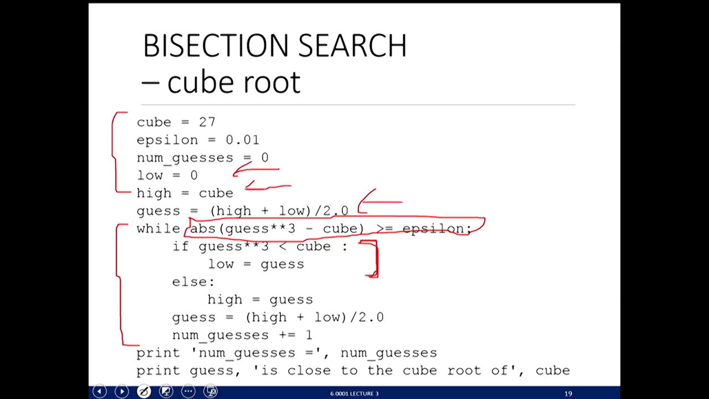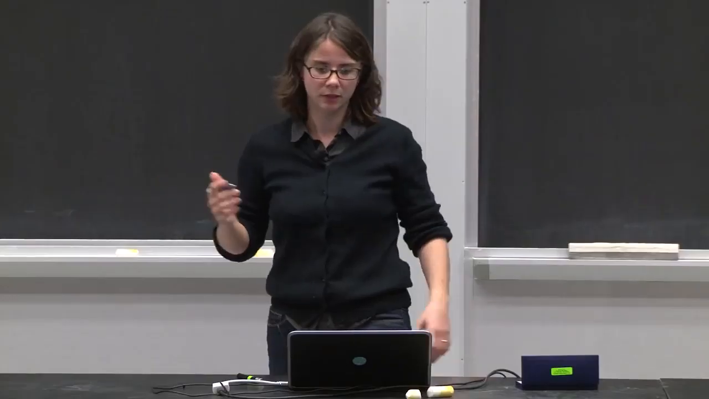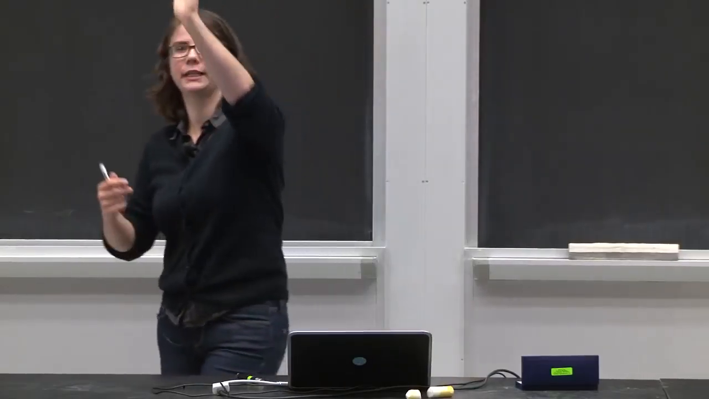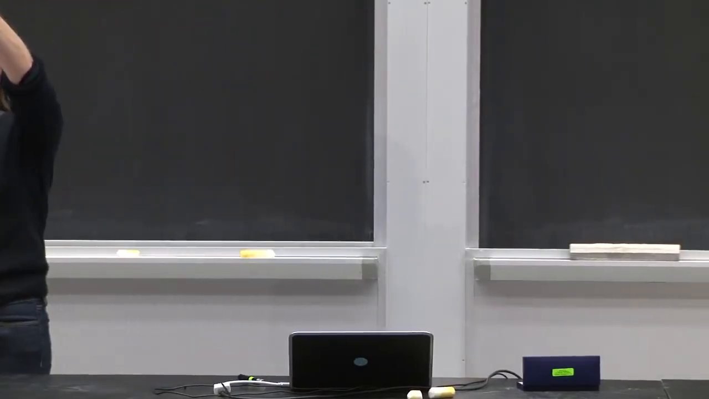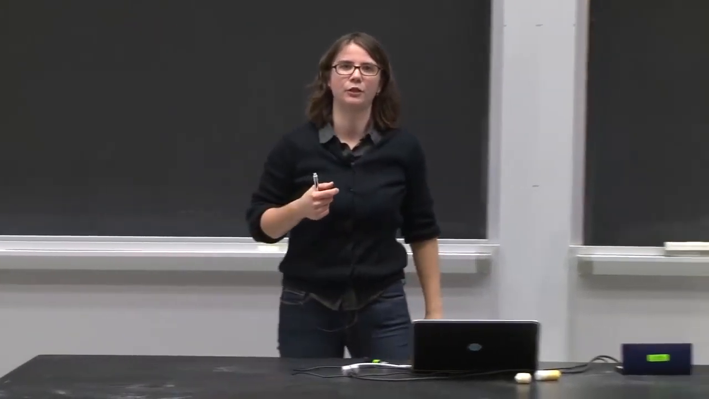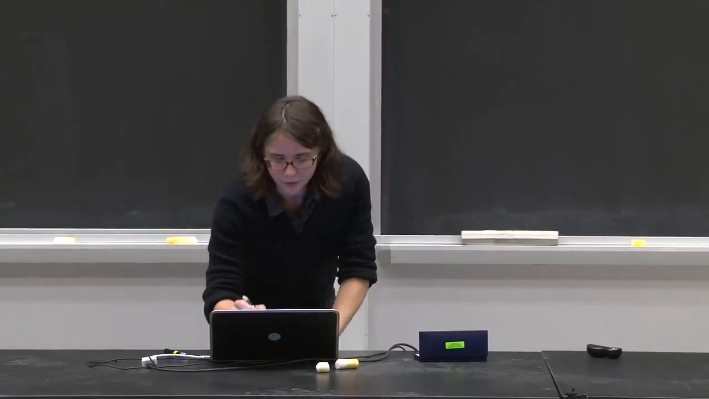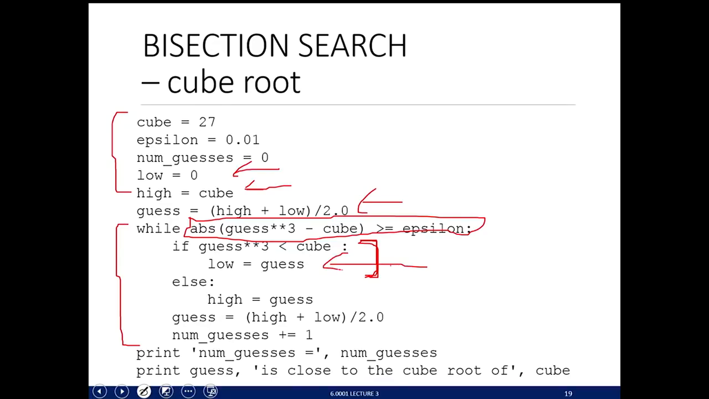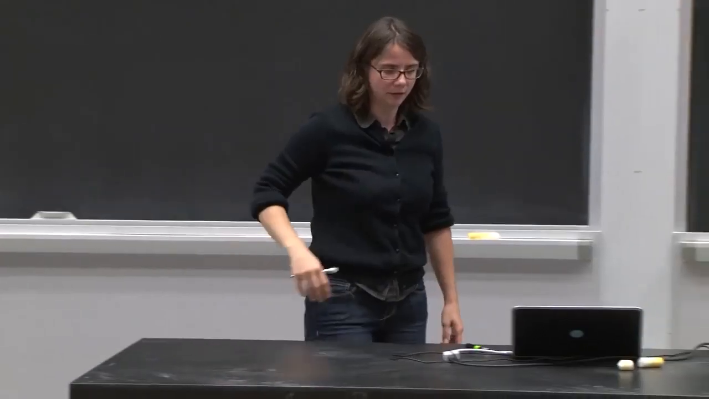this part here says my guess was too low. So if my guess was too low, set the low boundary to be the guess, because I don't care about all of the other numbers that are much lower than me. So set the low to be the guess. That's what that line's doing. And otherwise, my guess was too high. That's what this else is doing. So set the high to be the guess, because I don't care about numbers any higher than my guess.